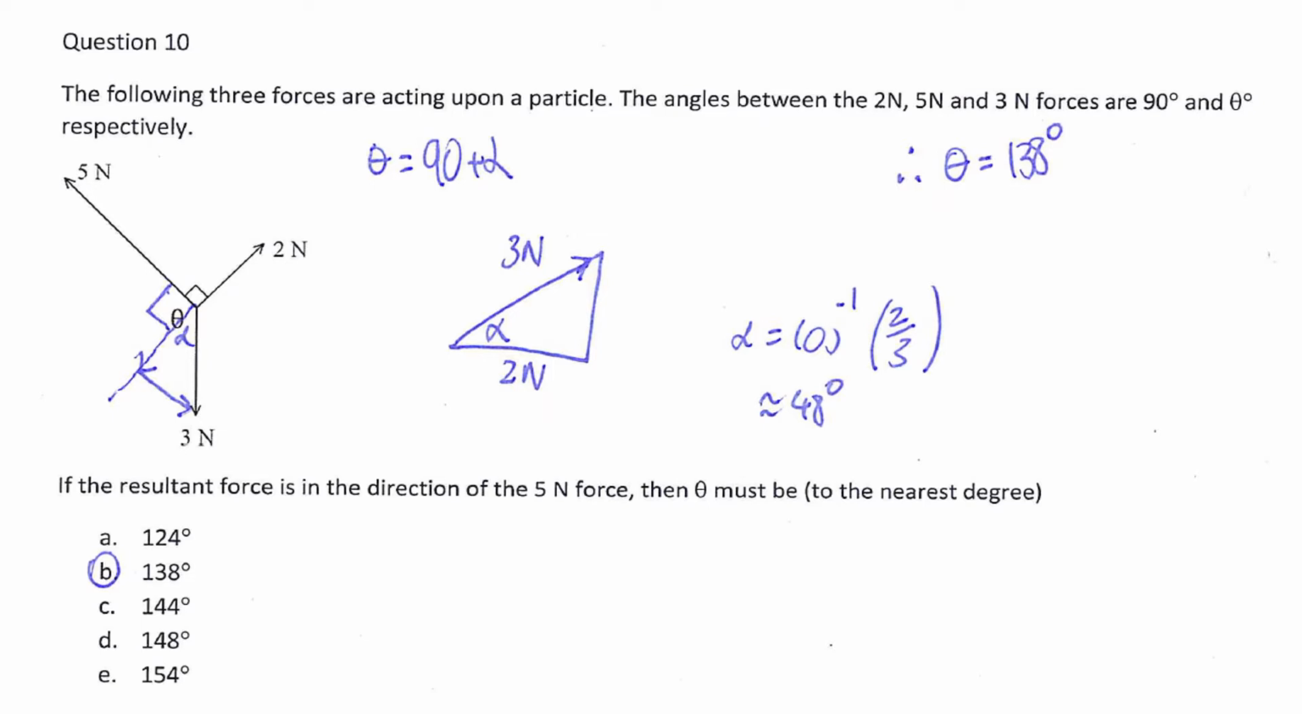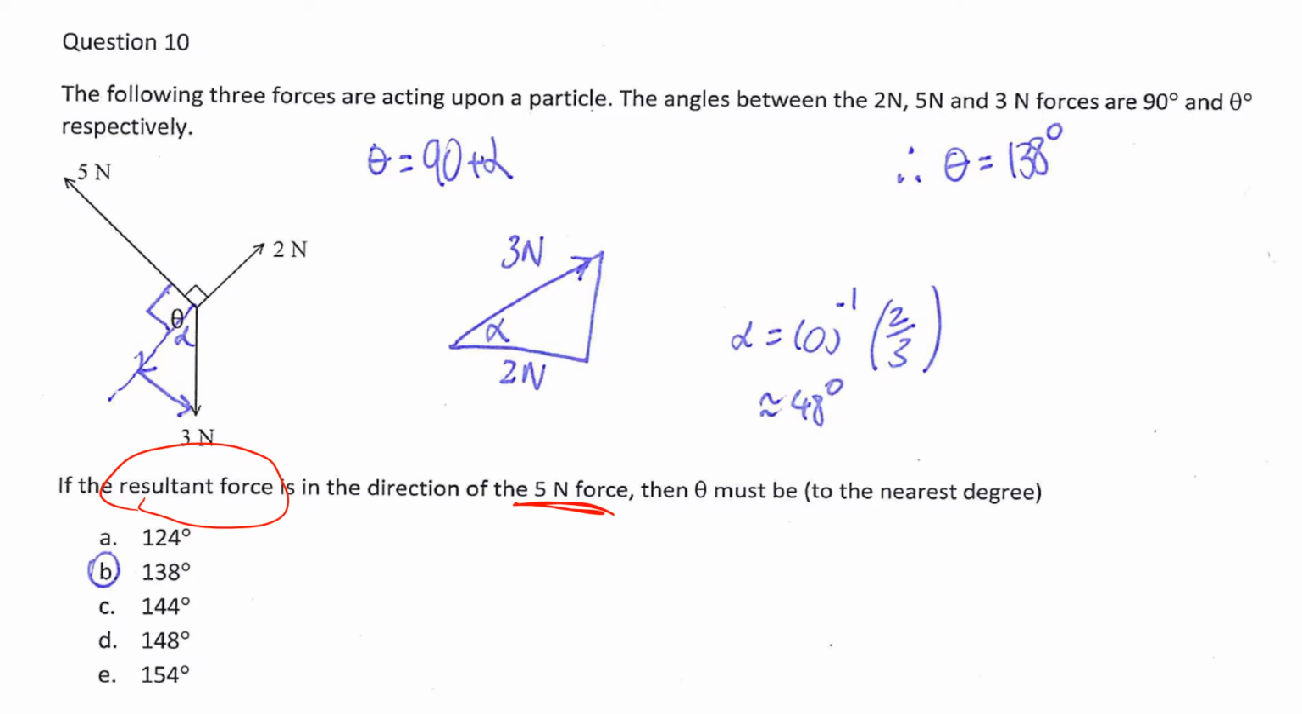All right, here we've got three forces at play on a particle, but it's not a situation of equilibrium. We've got three forces, 2 newtons, 5 newtons, and 3 newtons. Theta is the angle between the 3 newton and 5 newton force. 90 degrees is the angle between the 2 newton and 5 newton force. If the resultant force is in the direction of the 5 newton force, then theta must be.